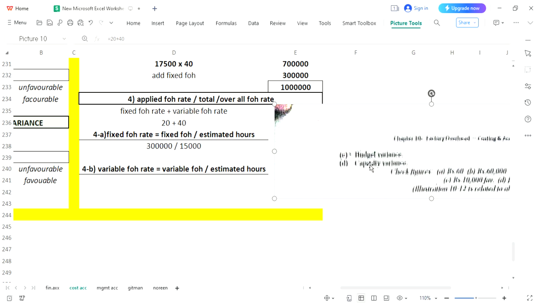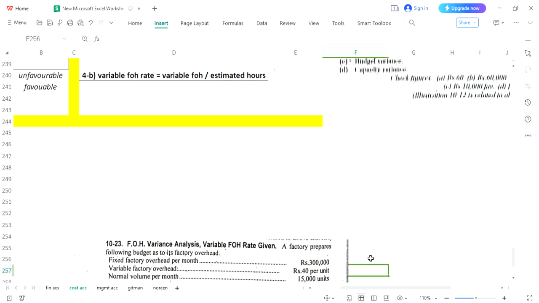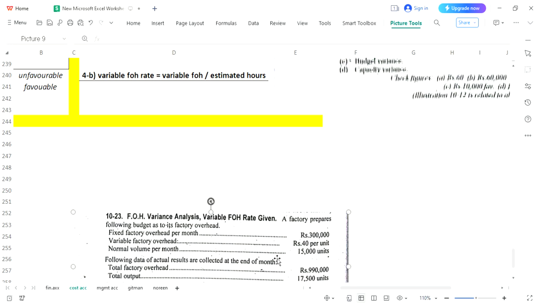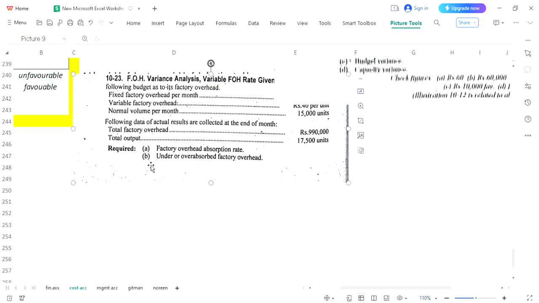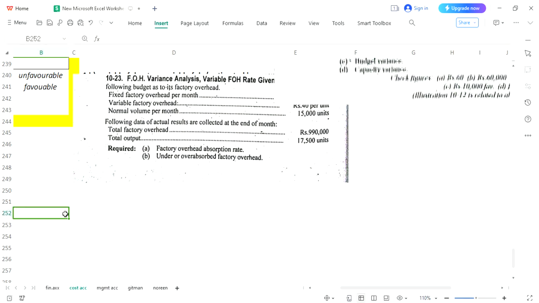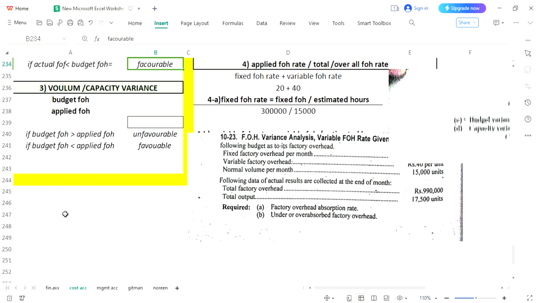Then you need to calculate the second requirement. Since the question is split into two parts, it takes a little more time. The B requirement was under or over applied, and its answer is 60,000. Let's see on the left side of our page.